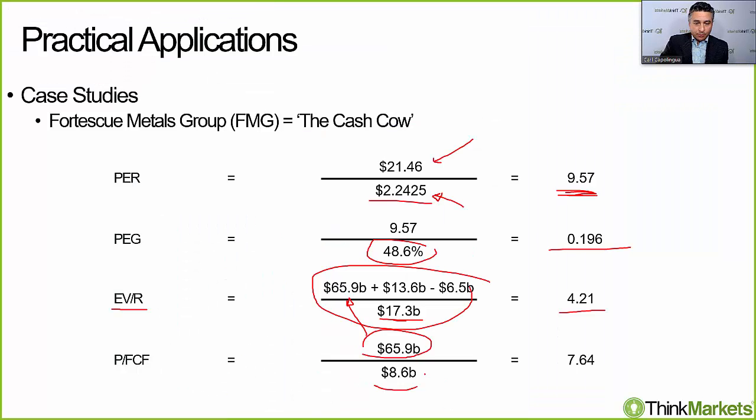Okay, so we found that was the number converted back to Australian dollars, and we get a price to free cash flow of 7.64. Once again, we won't know if it's any good until we get to the next stock, which is we're going to use Afterpay.